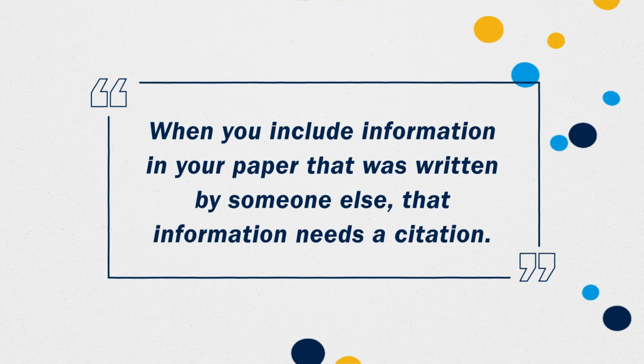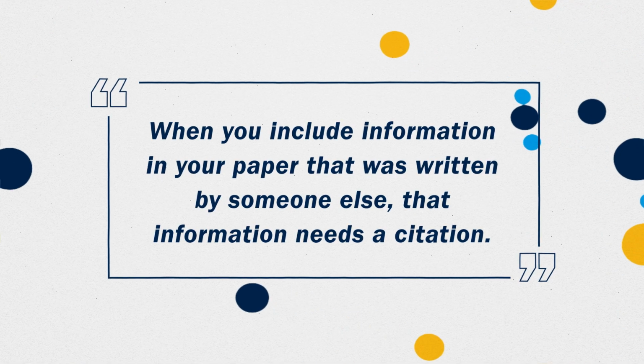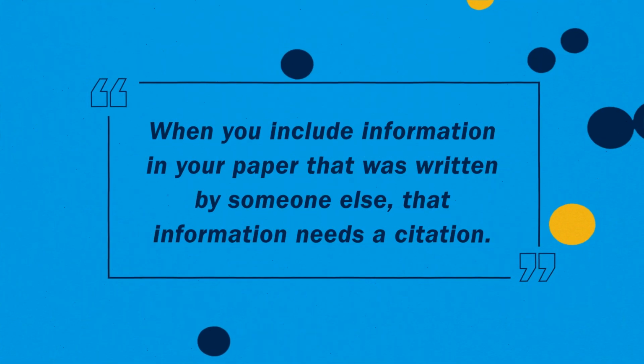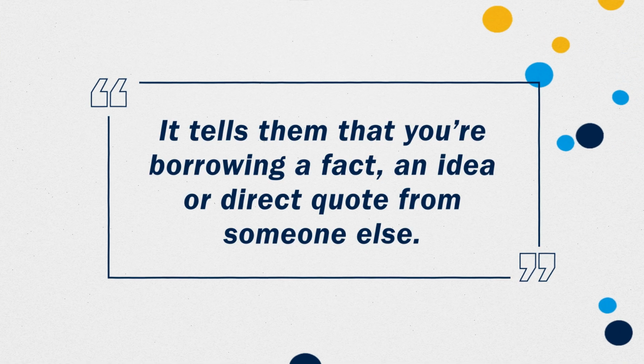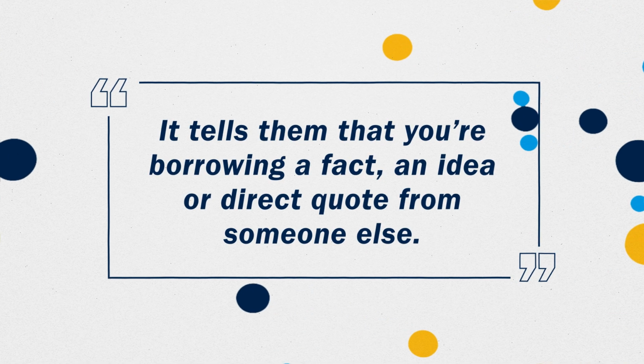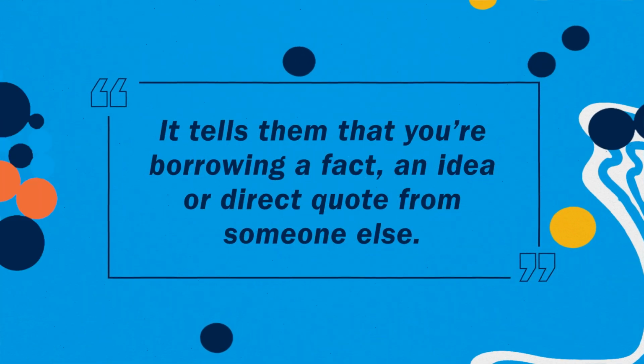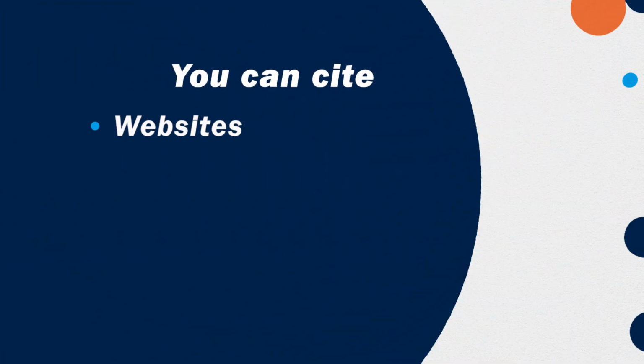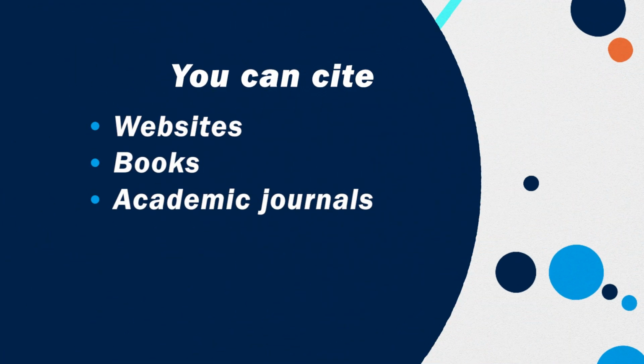When you include information in your paper that was written by someone else, that information needs a citation. A citation is a signal to your reader. It tells them that you're borrowing a fact, an idea, or a direct quote from someone else. You can cite websites, books, academic journals, even movies, if you want to. These are called sources. MLA formatting is one style of citation.